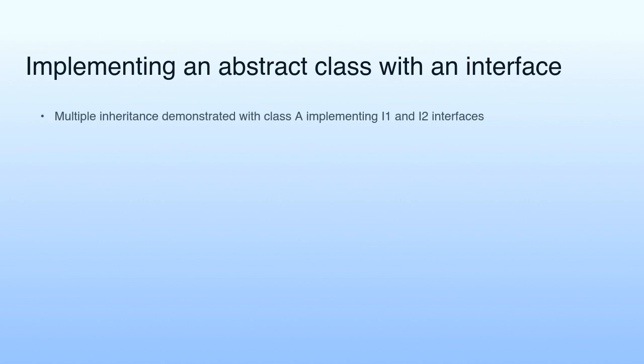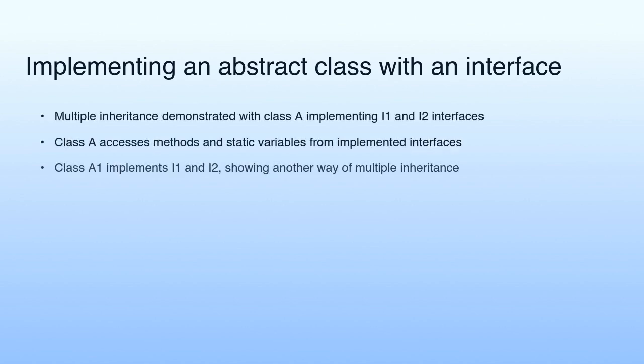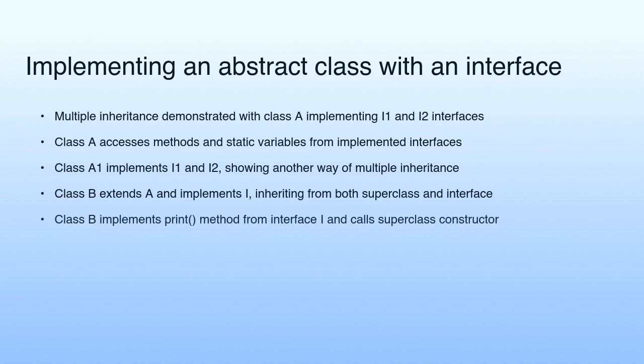Multiple inheritance is demonstrated with a class implementing both I1 and I2 interfaces. Class can access the methods and static variables from these implemented interfaces. Another example is class A1 implementing I1 and I2, showcasing another way of achieving multiple inheritance. Class B extends A and implements I, inheriting from both the superclass and the interface. Additionally, class B implements the print method from interface I and calls the superclass constructor.